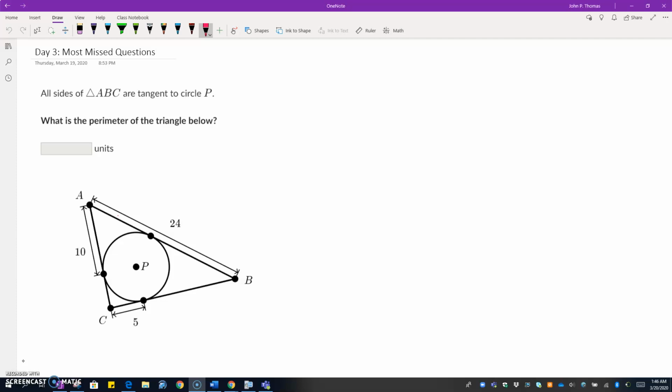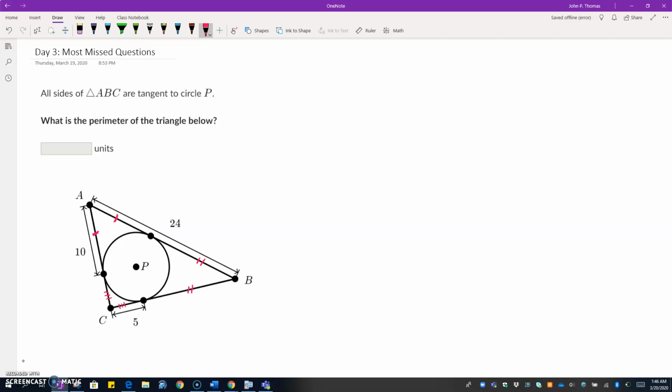we have two tangents that intersect outside of the circle, alright, what we're going to have is those two segments are going to be congruent. So we know those two are congruent, we know these two are congruent, and we know these two are congruent.